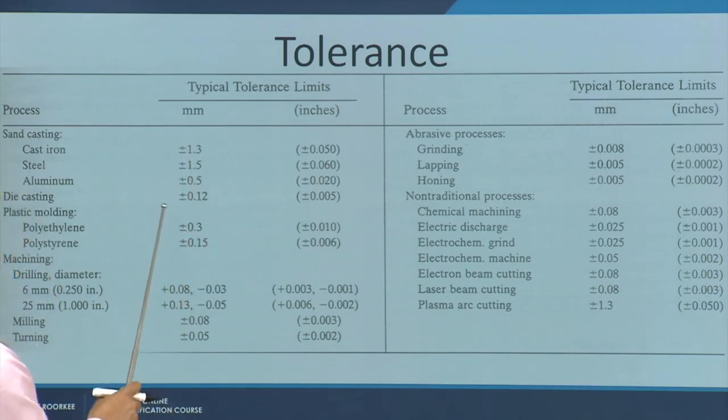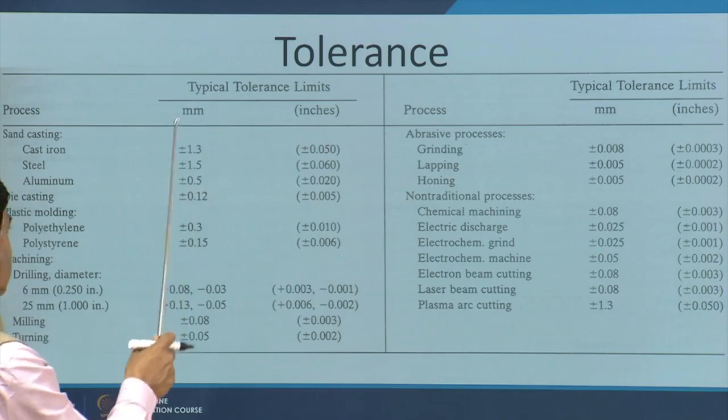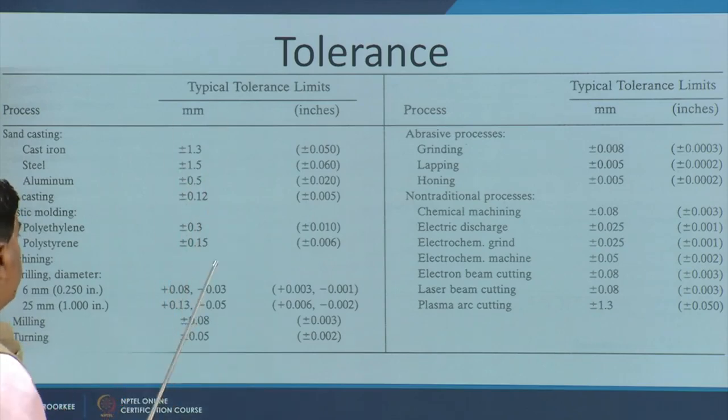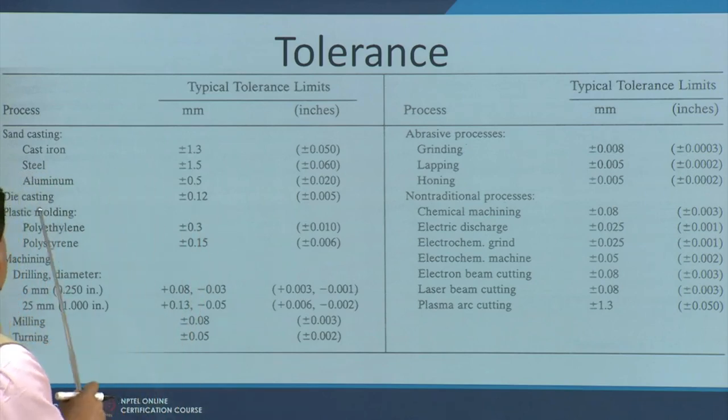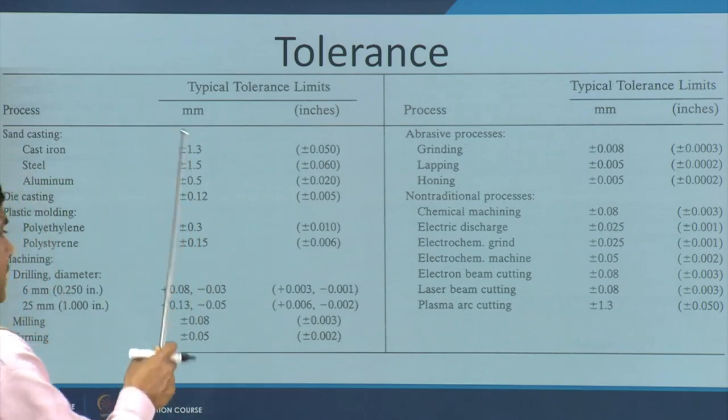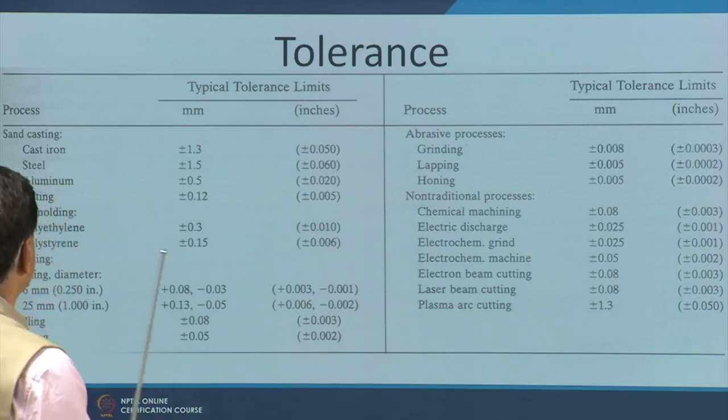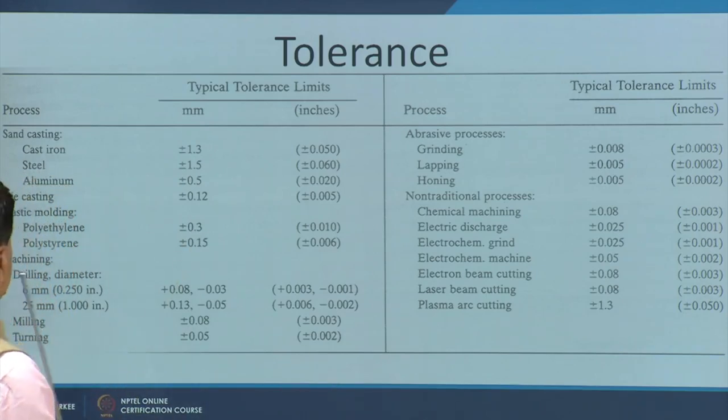In case of die casting, the dimensional control which can be achieved is plus minus 0.12. So, very close dimensional control can be achieved in case of die casting, and which is much better as compared to the sand casting process. Then coming to machining.